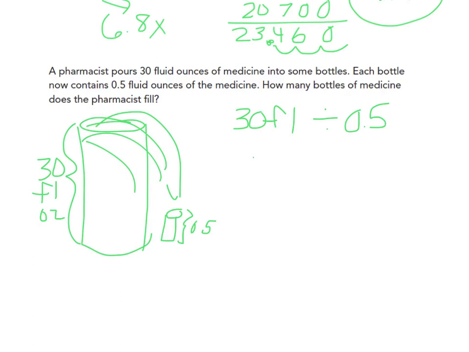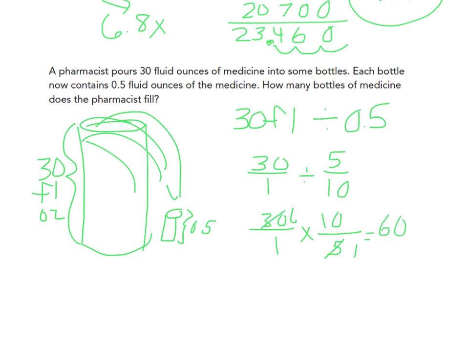So that means I've got 30 over 1 divided by 0.5 or 5/10. And I'll treat that like any other fraction that I work with. Just do the reciprocal. Find a shortcut here. The answer here is 60. How many bottles does he fill? 60 bottles.